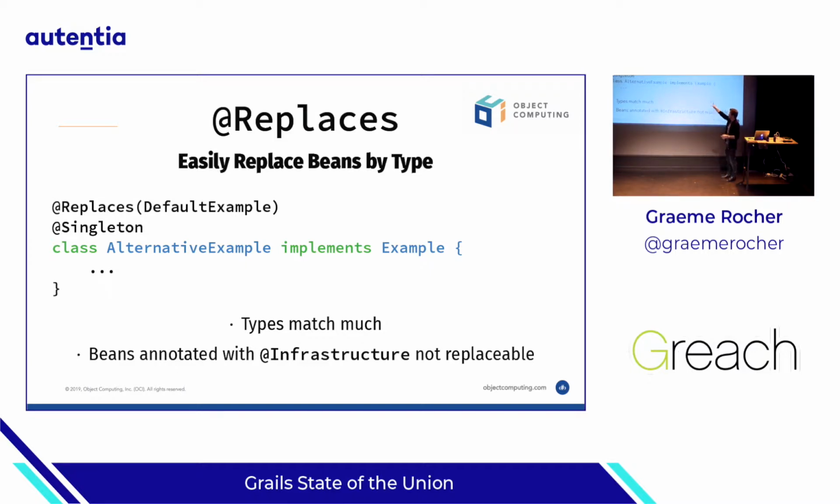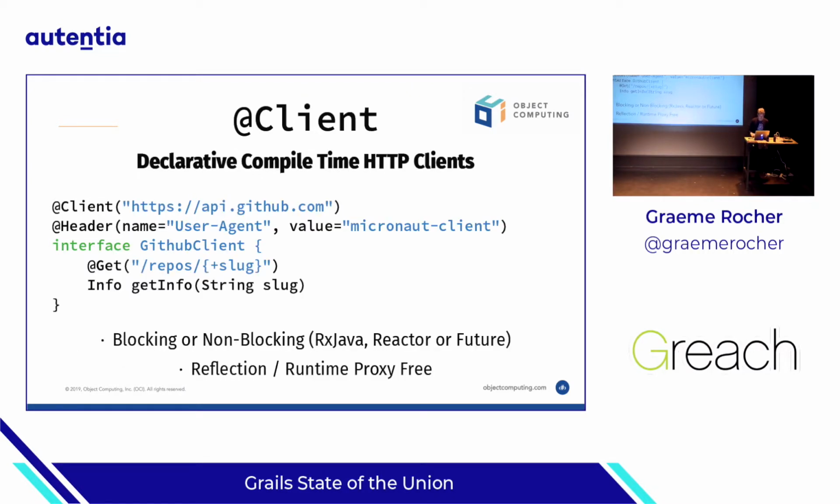So @Replaces allows you to replace a bean with a different type. You can also declare a bean as @Infrastructure, which means that it cannot be replaced. So if there's an important bean that you don't want end users replacing, you can say, hey, this is infrastructure, don't do it, and then it's not replaceable, so that users don't do crazy things. And yeah, it's a very, very flexible system.